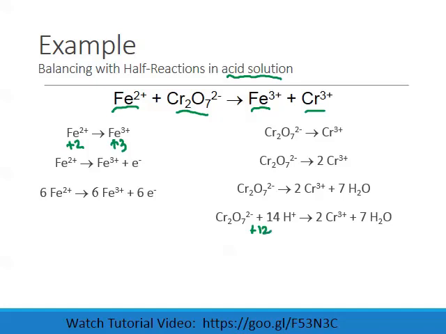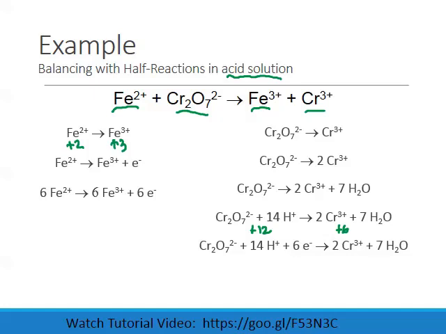Do the same thing on the right. The waters are neutral, so we can ignore them. The chromiums are 3+. There's 2 of them, so plus 6. Now we're going to make the charges equal by adding in electrons. We put the electrons on the more positive side, so in this case on the left side. 12 and 6, the difference is 6, so we'll put 6 electrons on the left.